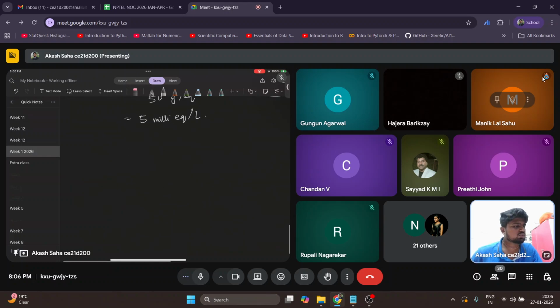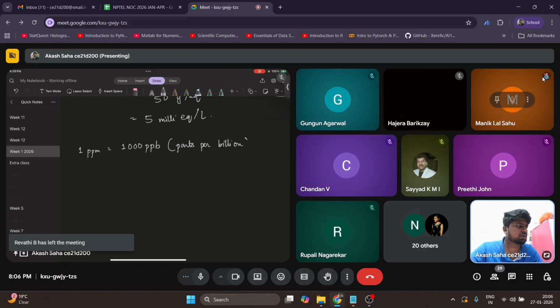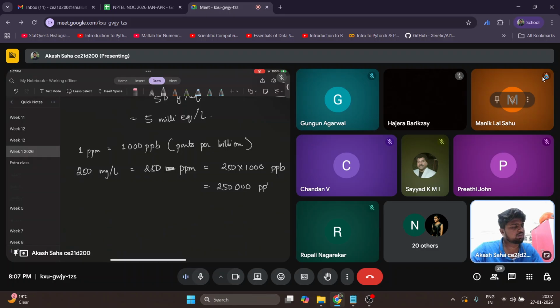Next, they are asking in ppb. So always remember 1 ppm is equal to 1000 ppb. What is ppb? ppb is parts per billion. So 250 milligram per liter of calcium carbonate is equal to 250 ppm, which is equal to 250 into 1000 ppb. So that is 250,000 ppb of calcium carbonate. So this is the third answer.